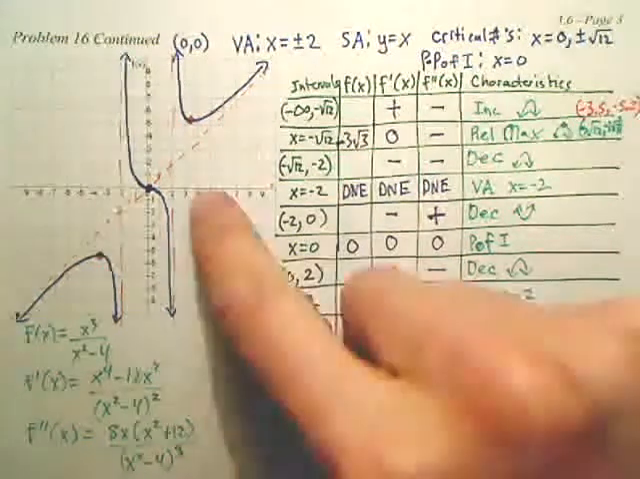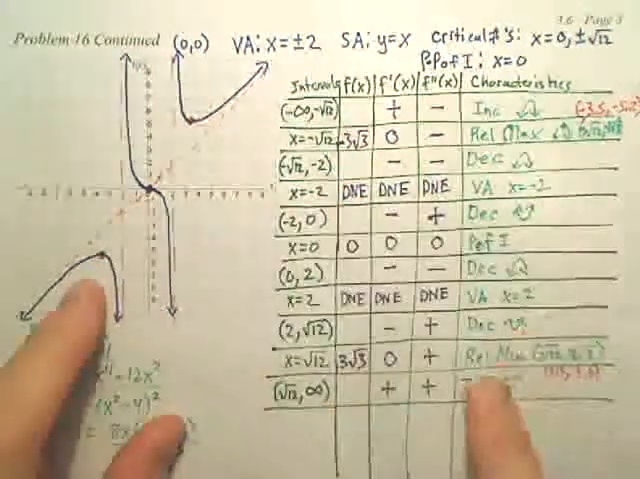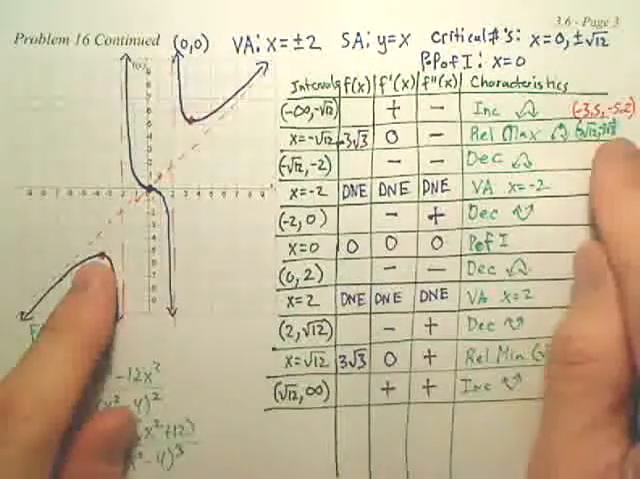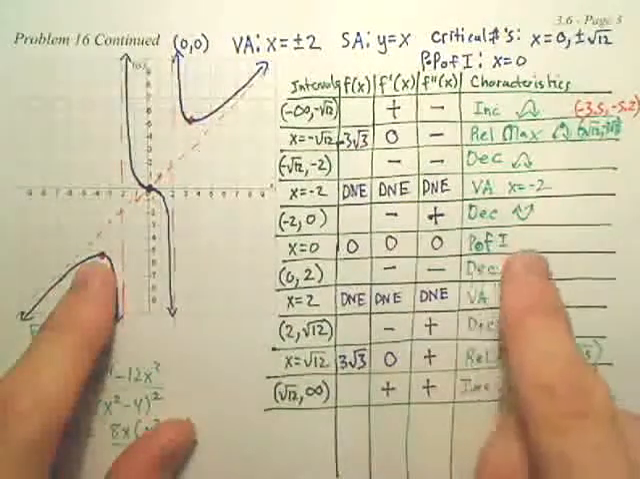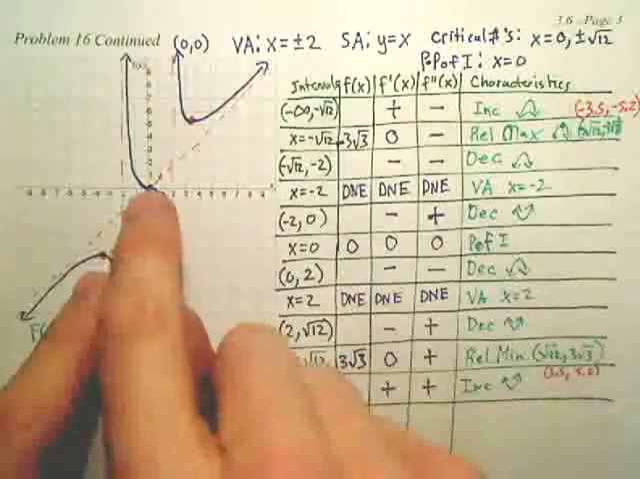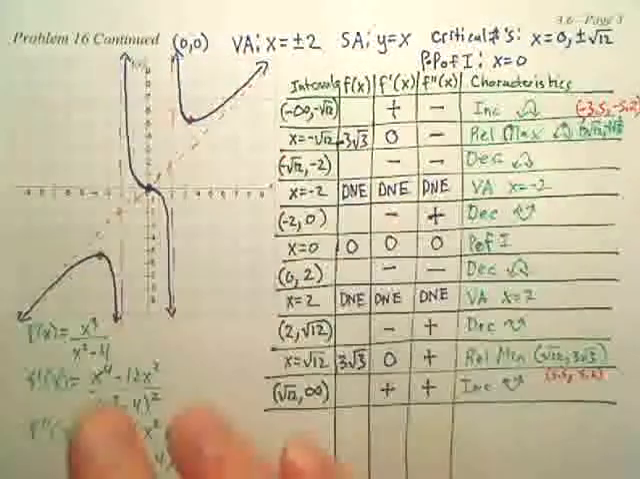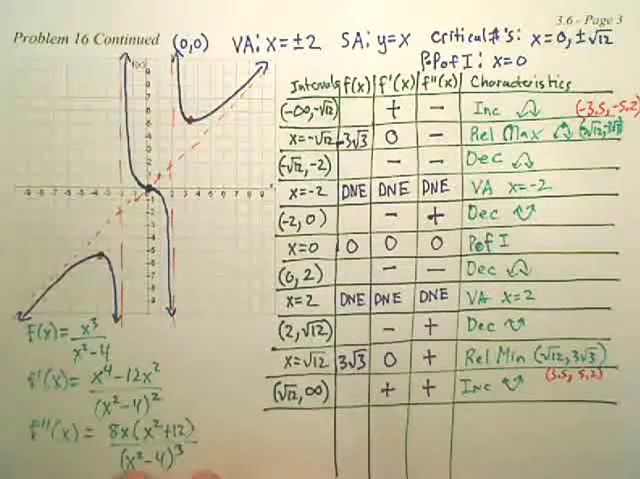If you wanted to label them, isn't that a relative min, like we said here? Isn't this a relative max, like we said here on the table? Didn't we say it's a point of inflection at 0, 0? Do all our characteristics agree with the graph? Yes.